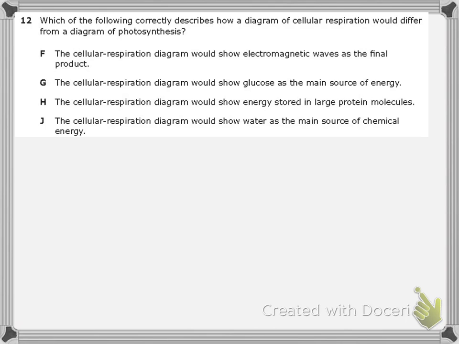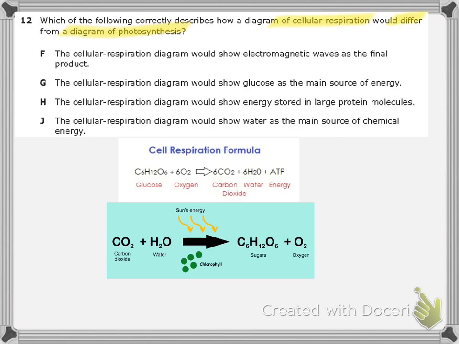Alright, which of the following correctly describes how a diagram of cellular respiration would differ from a diagram of photosynthesis? Okay, we're going to start with the awesomest thing to do, which is highlight. So I'm going to go ahead and highlight cellular respiration and photosynthesis. The first thing to note are the two formulas. Top formula is cellular respiration, what we do, remember. Bottom formula is photosynthesis, what autotrophs do. In other words, what things do that produce their own food rather than eating it, right?